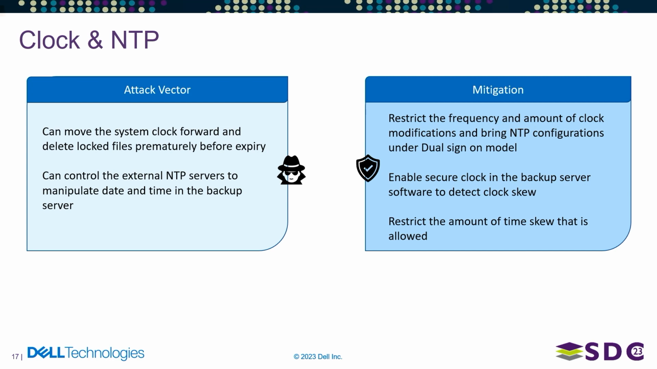So that is one thing. Then you bring all the time management or NTP management operations under dual sign-on. That will give an additional layer of protection because now 2 people are involved and they have to agree that, okay, we're changing the date or NTP settings or pointing to a new NTP server. So that is another thing. These are some of the common ways where we can have an additional protection layer.